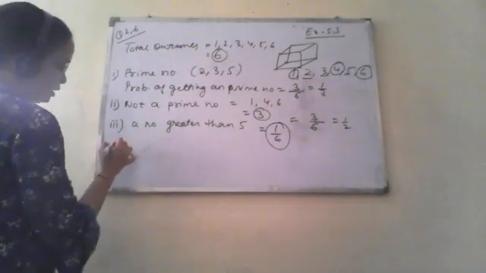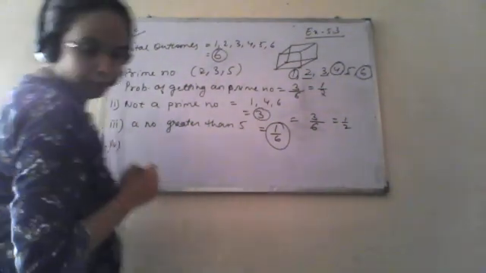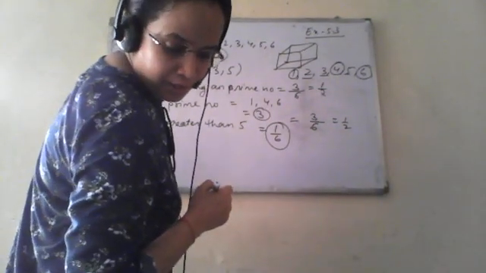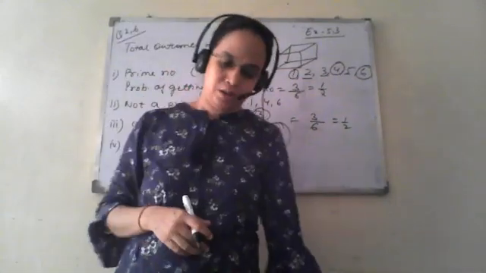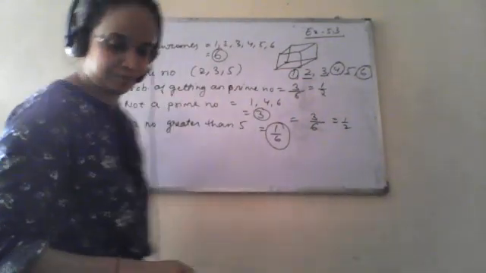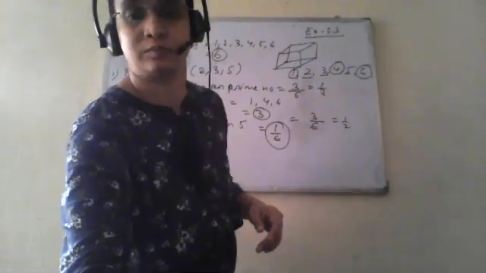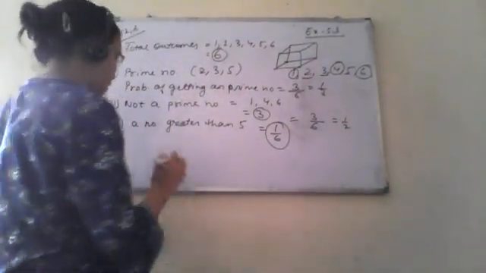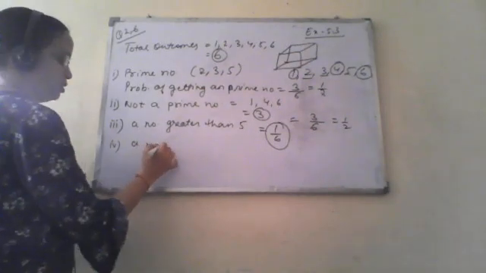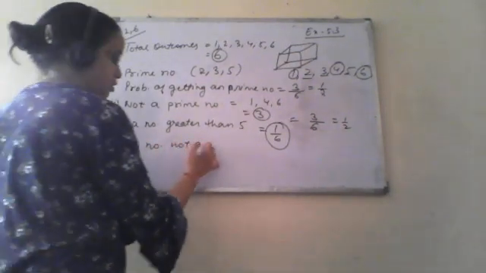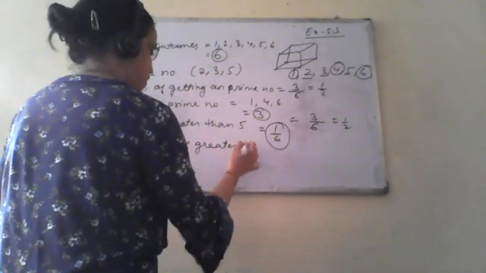Now D part is the probability of getting a number not greater than 5. Okay, of not getting a 5. A number not greater than.